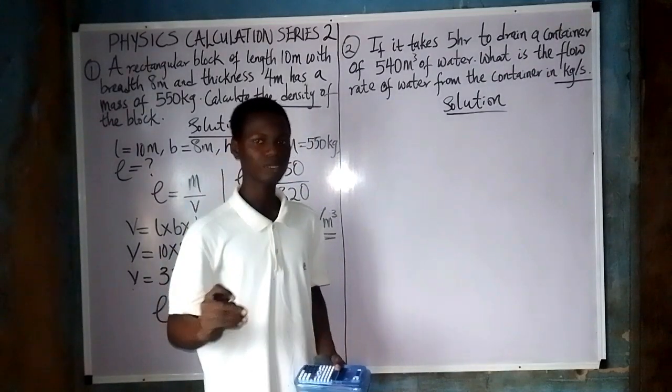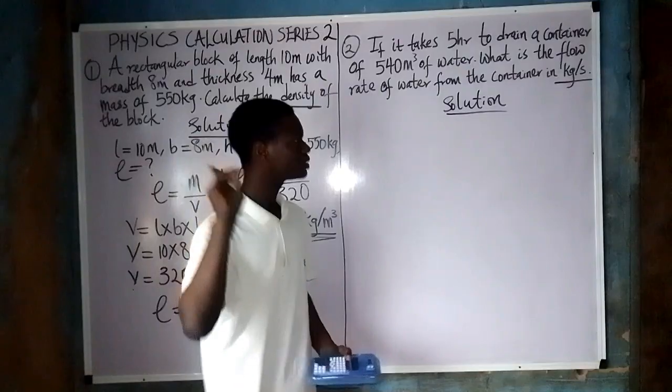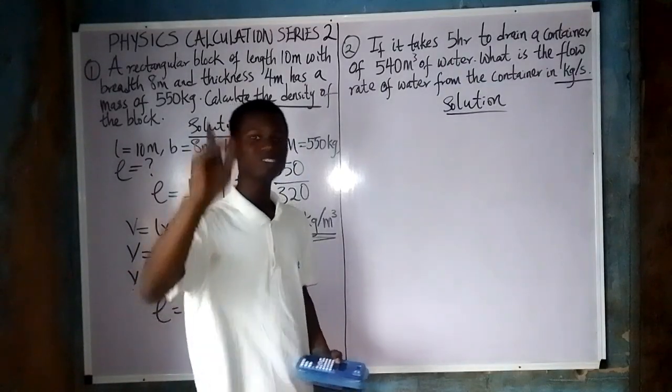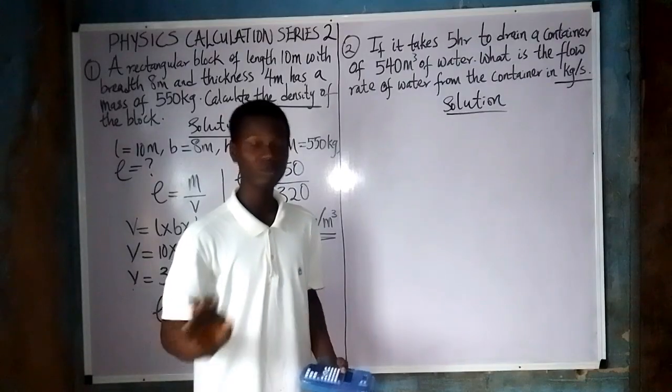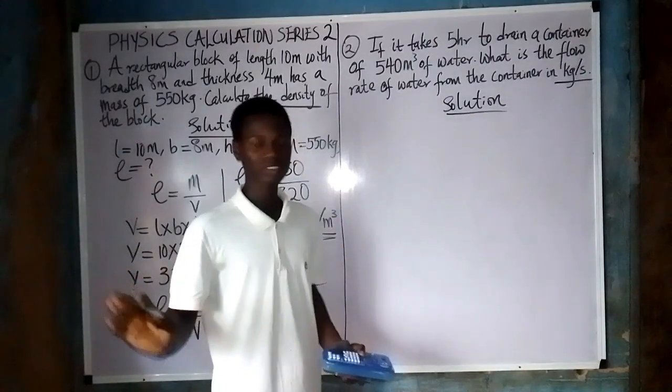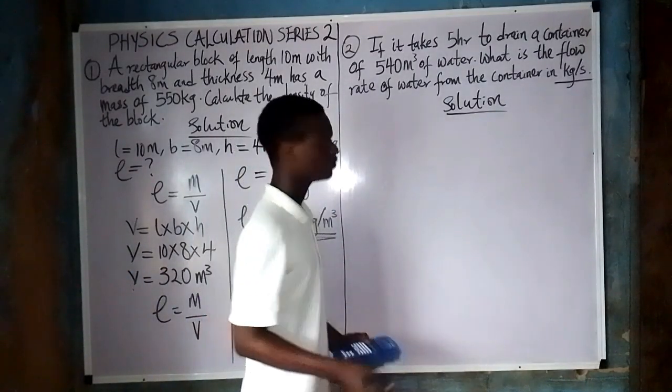Kilogram per second. Kilogram is the unit for mass. Second is the unit for what? Time. So we'll be dividing the mass by what? The time. That's basically what we'll do. Whatever we get, we'll just add that unit to it. So let's get started. Derive what I was given in this question.